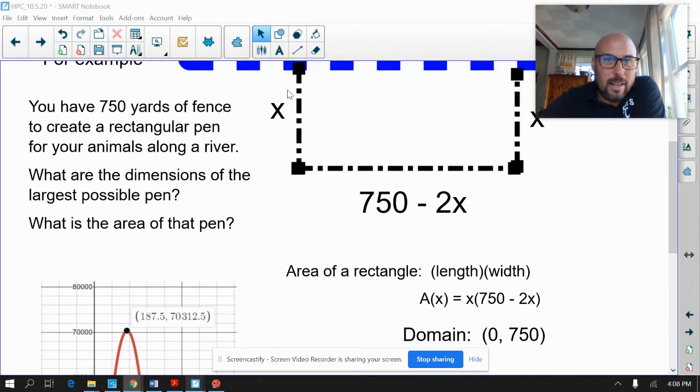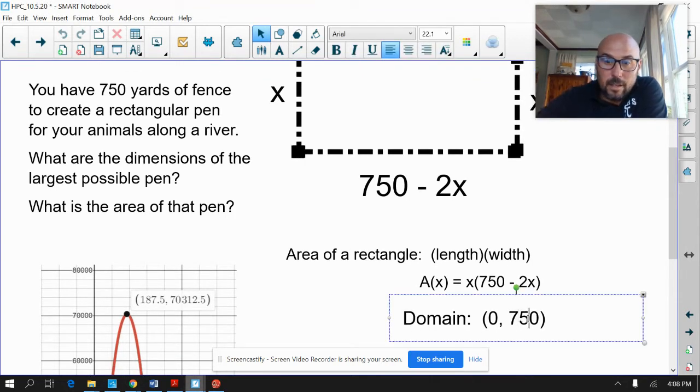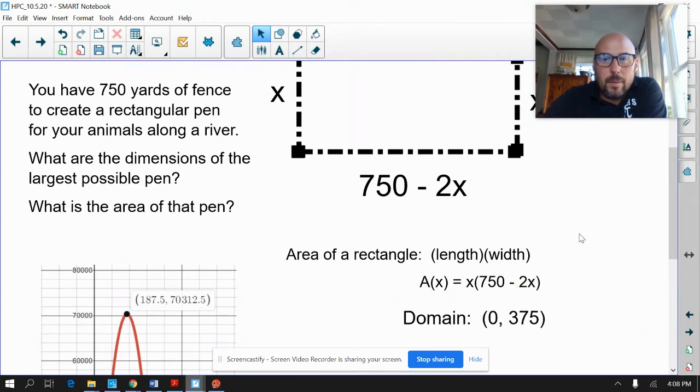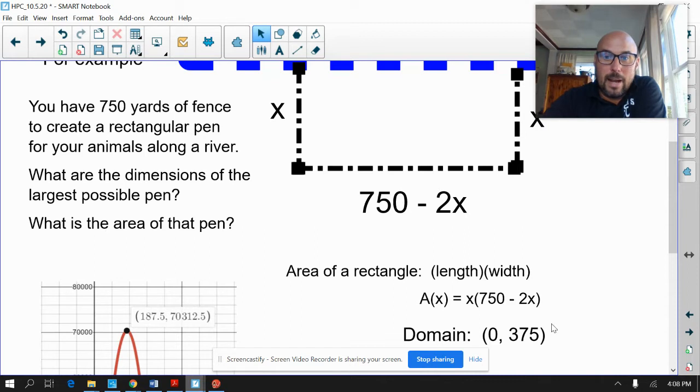You can't let x equal 800 because you simply don't have enough fencing material to create a length of 800 here. So your x has to be even less than that, less than 375, because 375 times 2 will get you 750. If this side is 375, then automatically this side is 375. And that's all 750 yards of your material. So you don't even have enough material to create this third side. So your domain has to be less than 375. So that's why you have the parentheses here, not a bracket.